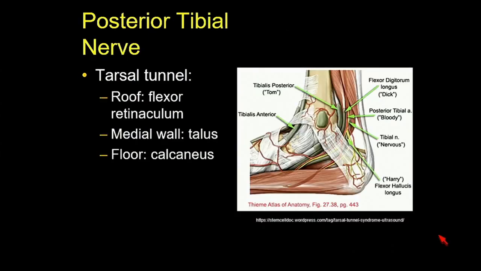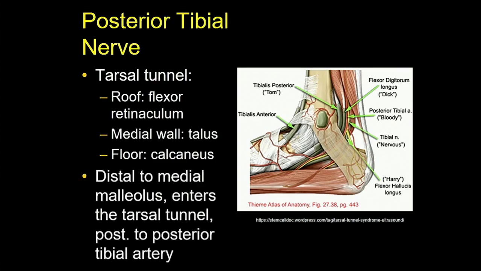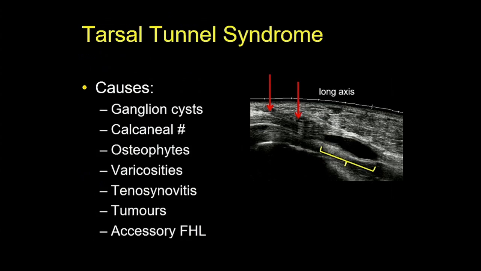So the tarsal tunnel is bordered by a roof, which is the flexor retinaculum. The medial wall is the talus, and the floor is the calcaneus. Just distal to the medial malleolus, the tibial nerve enters the tarsal tunnel posterior to the posterior tibial artery. So that's the location of it. So there's many causes of tarsal tunnel syndrome. The most common would be ganglion cysts, and other things would be fractures and tenosynovitis.